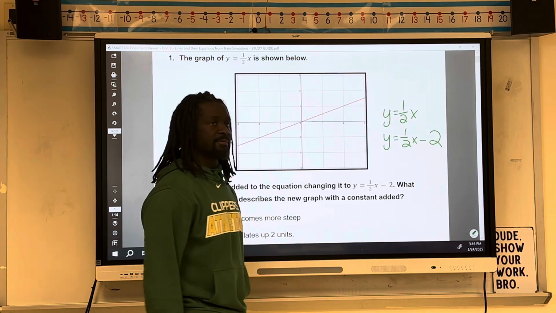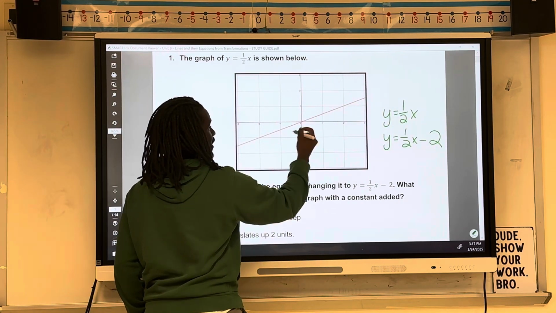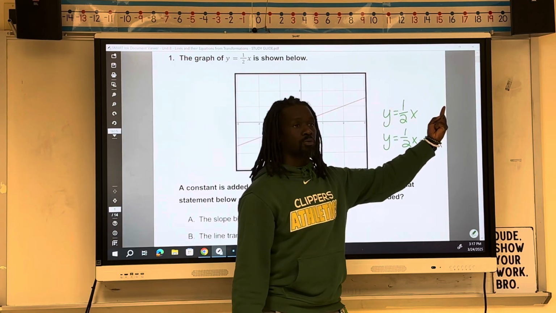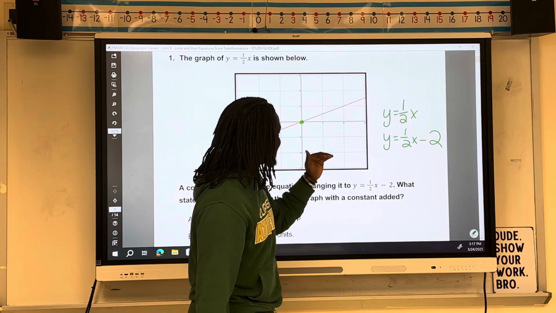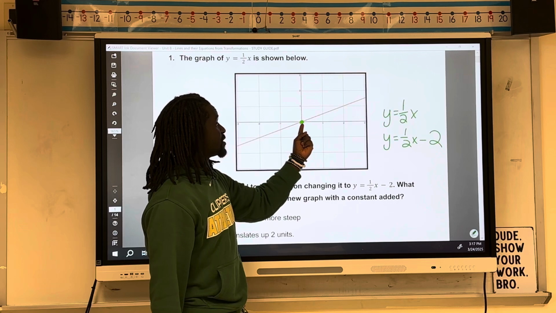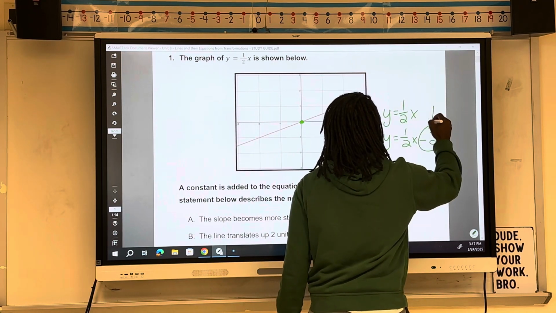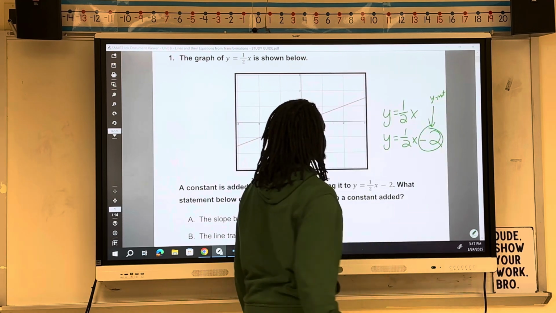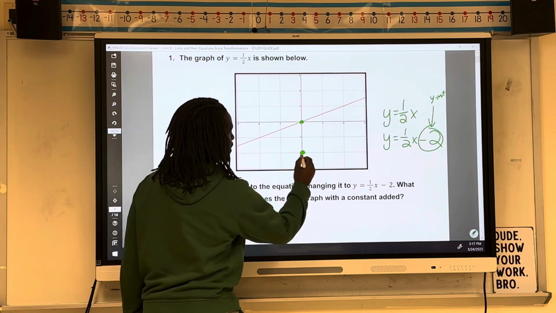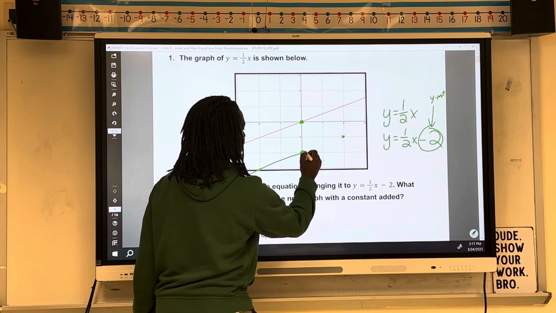Okay, and so in the first one, we have this equation where the y-intercept is 0, and that's why there is no b here. And then it changes, and now instead of having a y-intercept at 0, now it has a y-intercept at -2. Okay, so this is our y-intercept, and now it is going to be right here at -2. And then up 1 over 2, down 1 over 2, and this is our line right here.